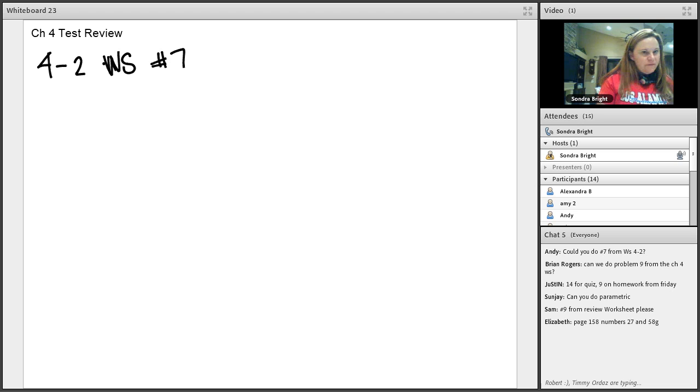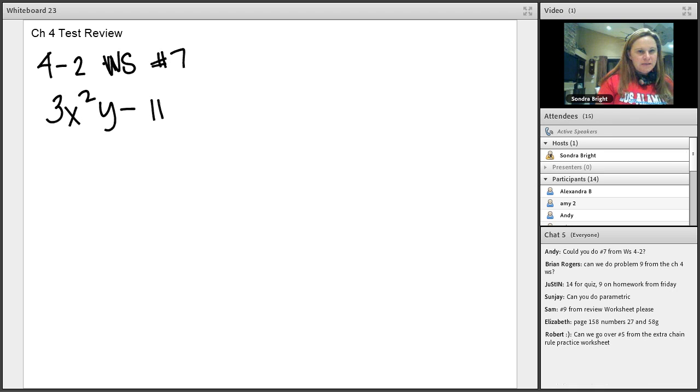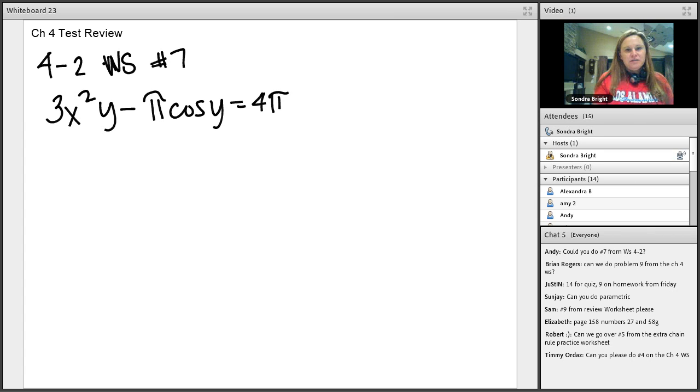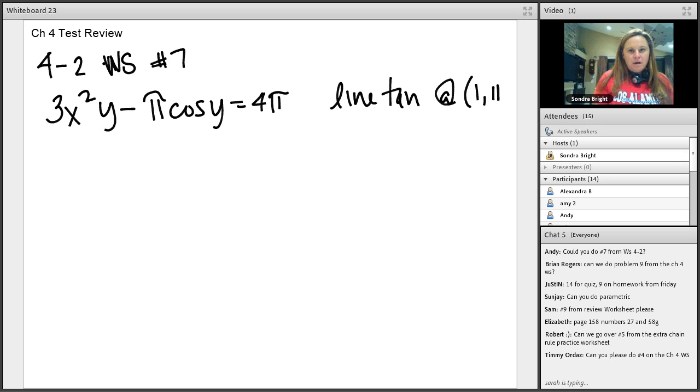All right, so given 3x squared y minus pi times cosine of y equals 4 pi, I'm going to find the line tangent to the curve at 1 comma pi. To find the line tangent to the curve, you need a slope and a point. That's your point. So we just need to find the slope.